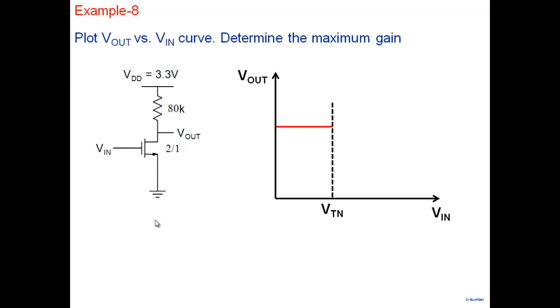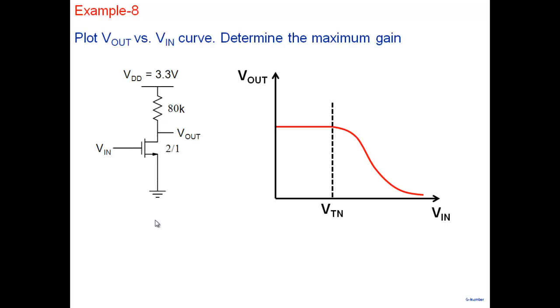Now, suppose VTN is 1 volt. So this will be 1 volt here. Let's say I apply 1.1. If I apply 1.1, current will flow, Vout will start dropping. Right? Everybody sees Vout will start dropping. Okay. Let me draw it like this here.